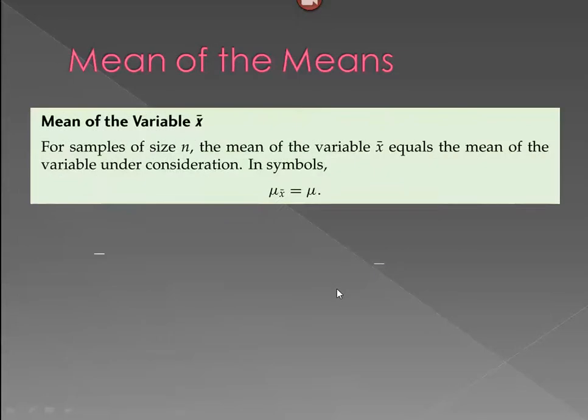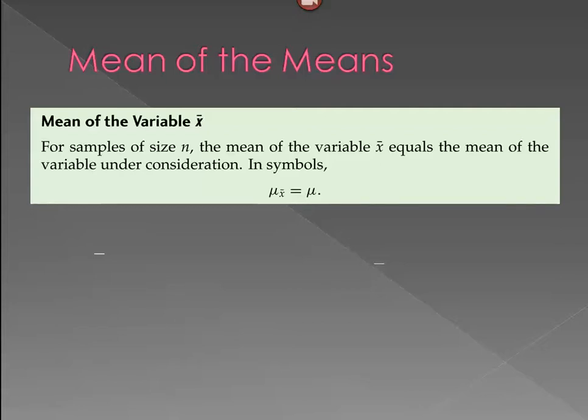This is an important concept, and it's the first part of the central limit theorem. Central limit theorem actually has 3 main points to it. This is one of them. And here's what it says. For samples of size n, the mean of the variable x bar equals the mean of the variable under consideration. That's a real wordy way to just point out what we just looked at.